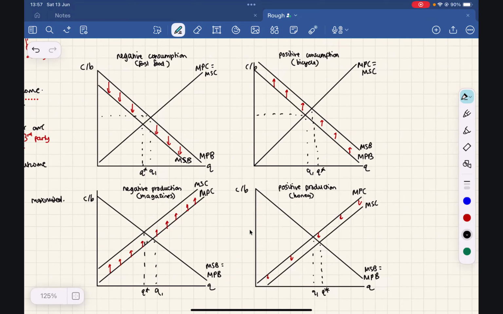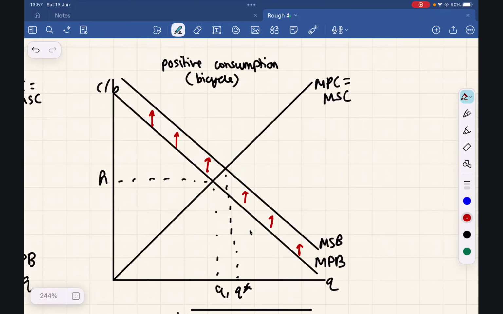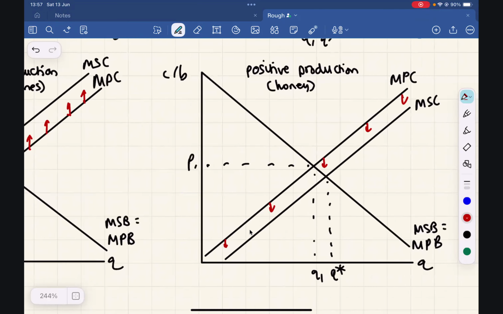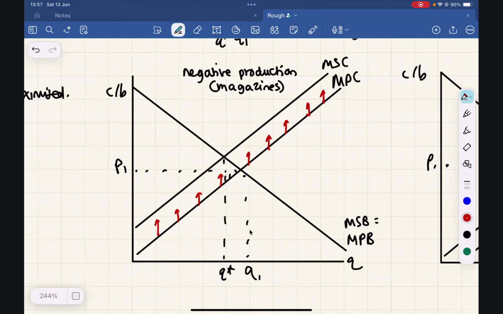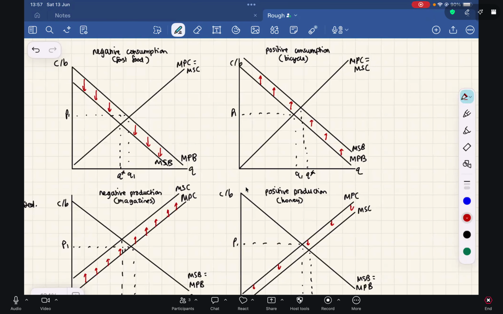But the important thing here is that we're able to explain that in the free market there are the problems of overconsumption, underconsumption, underproduction and overproduction. Cool. Okay. Is that okay? Any questions?